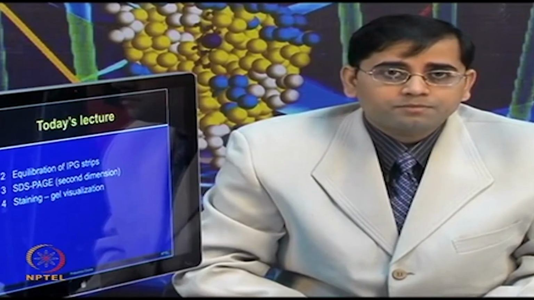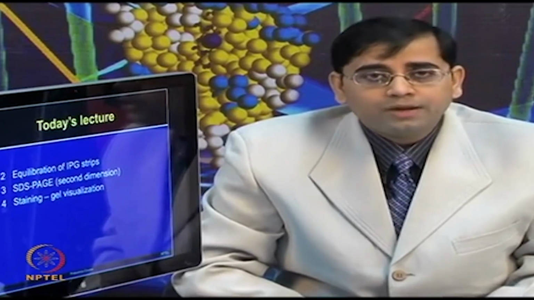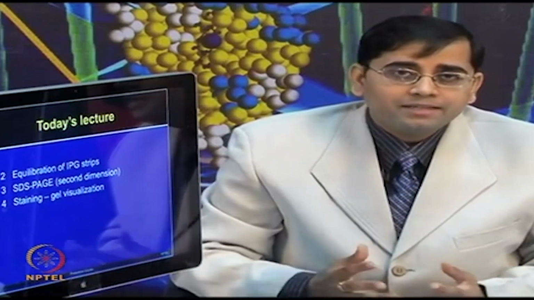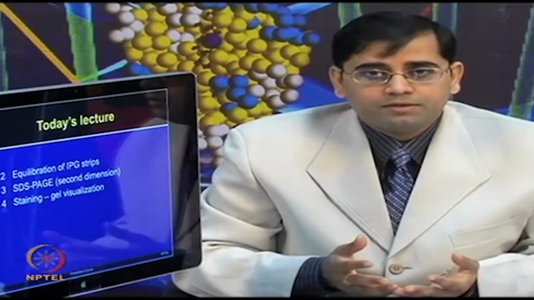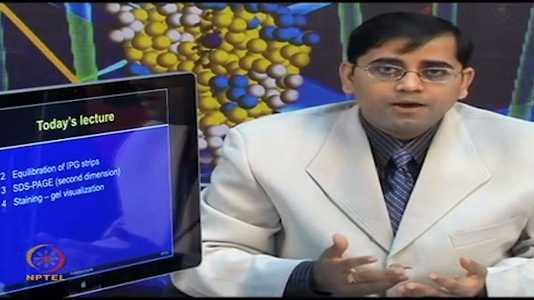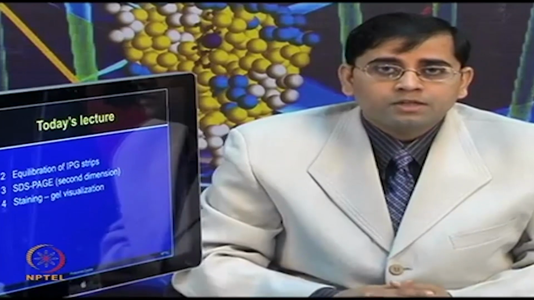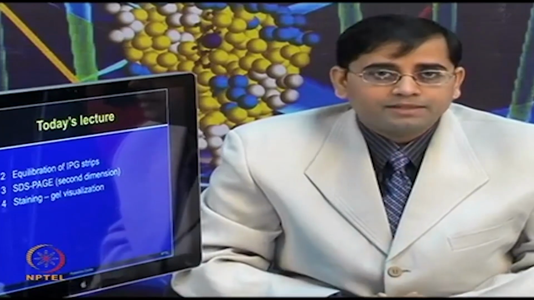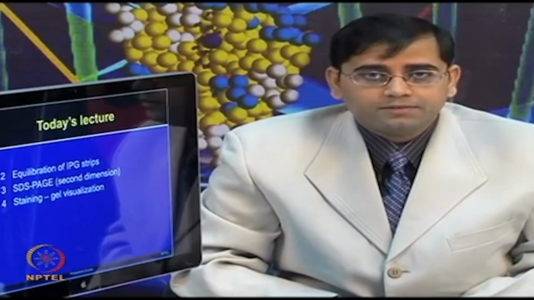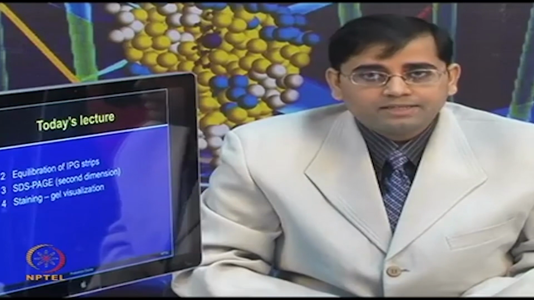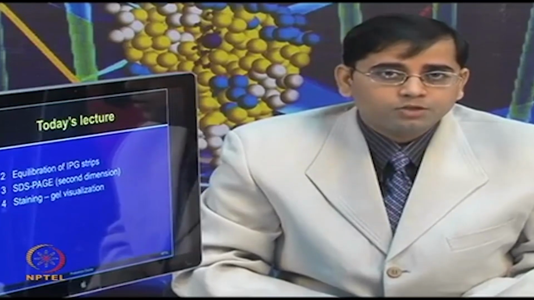Now, the fourth step is the staining procedure, how to visualize your gel, because many times you have problems of low-abundance protein, or sometimes you are lucky and you have a good protein amount. So, you can try different types of staining methods depending upon your requirement and your protein yield. We will discuss the different staining methods which can be used to perform this step. So, let us start with the first point, equilibration.